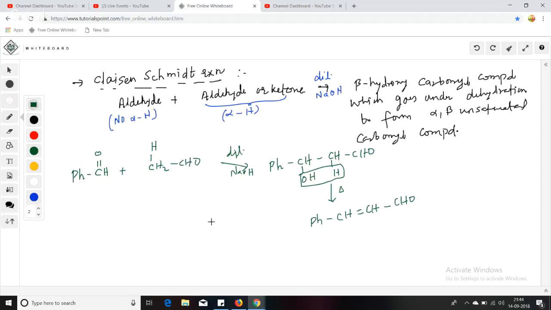Now in this you see we are getting this double bond at the alpha and beta position. Here we have alpha, here we have beta. So since we have a double bond at the alpha beta position, we call it an alpha beta unsaturated carbonyl compound, and this we call the Claisen-Schmidt reaction. The name of this compound is cinnamaldehyde.